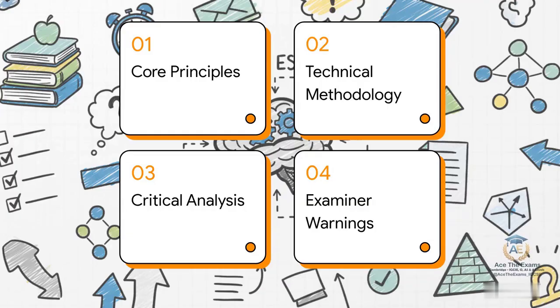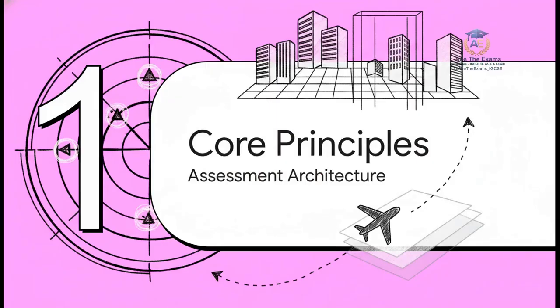Okay, here is your approach vector for today's simulation. We are moving sequentially through 4 waypoints. Number 1, core principles. Number 2, technical methodology. Number 3, critical analysis. And number 4, examiner warnings. Let's get moving. Section 1, core principles. Let's initialize the radar grid.